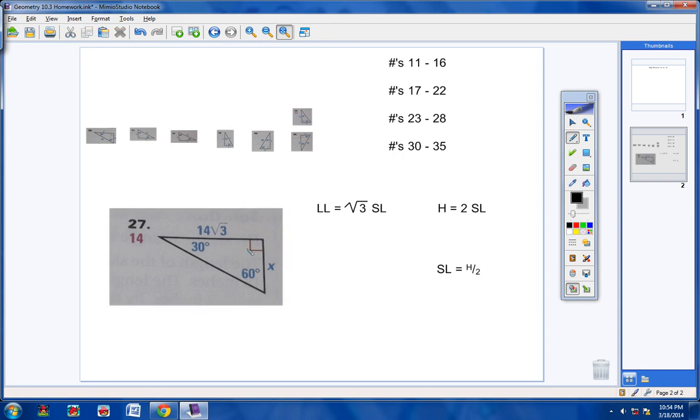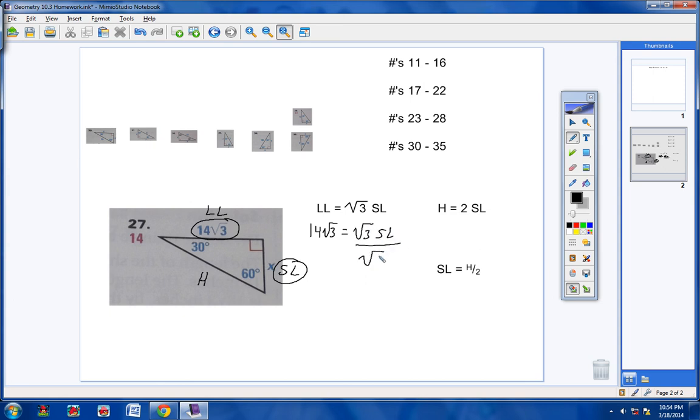Okay, here's the 90-degree angle, go straight across, your hypotenuse. Here's 30, go straight across, shorter leg. Here's 60, go straight across, longer leg. Now notice once again they've given us the longer leg, and they want us to find the shorter leg. So longer leg, shorter leg, this is the formula we're going to use. And where the LL is, I'm going to substitute 14 square root of 3 equals square root of 3 SL.